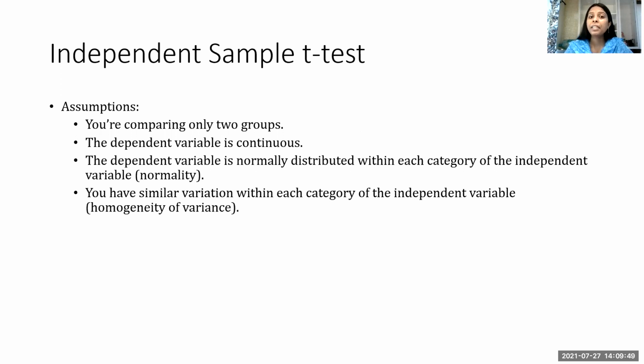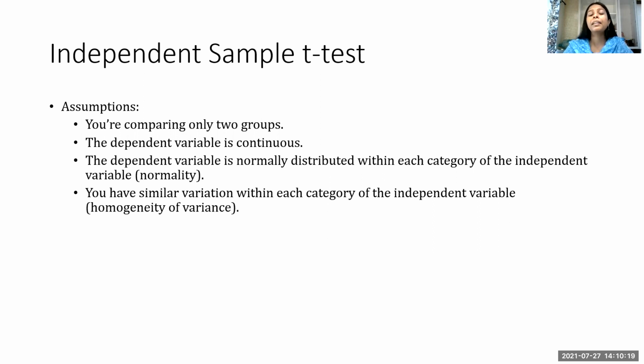Now, compare means is a test we will perform when you have a categorical independent variable and a continuous dependent variable. So categorical means nominal or ordinal scale. So independent variable can be either of these scales, and your dependent variable is continuous in nature, which means it is either ratio or scale.